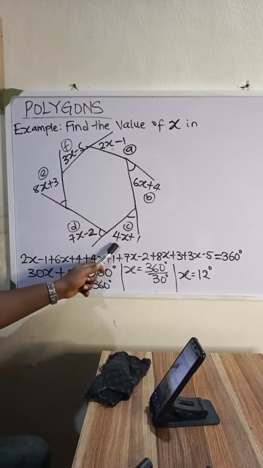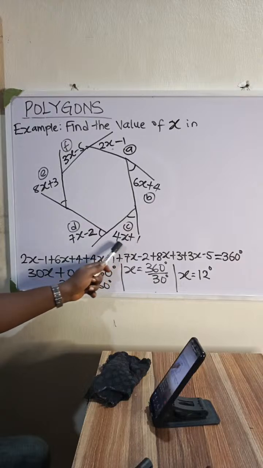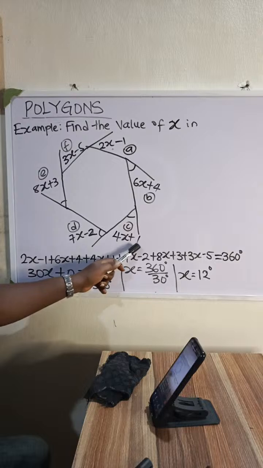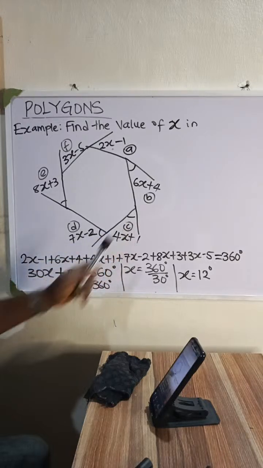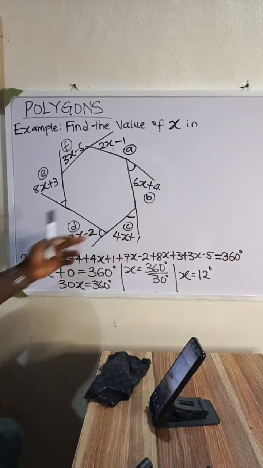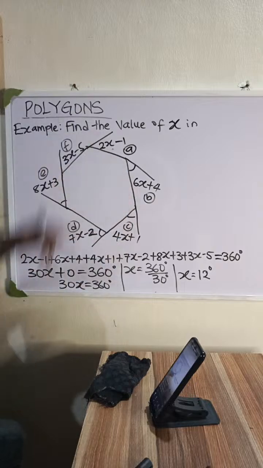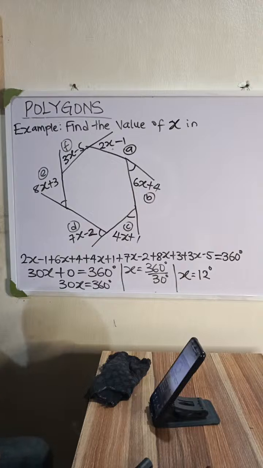If we look here, we have 4x plus 1. x is equal to 12. So 4 times 12 is 48 plus 1. That means this angle here is 49 degrees. So you can get every one of the angles there. But that's not part of the question we are given. The question is to find the value of x, which we have done.